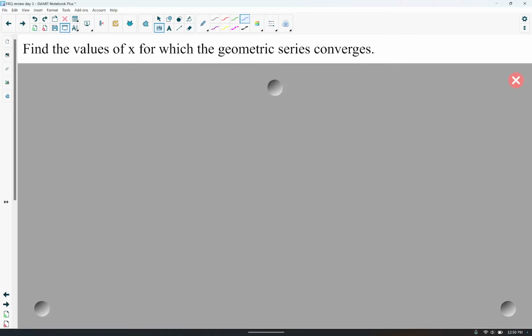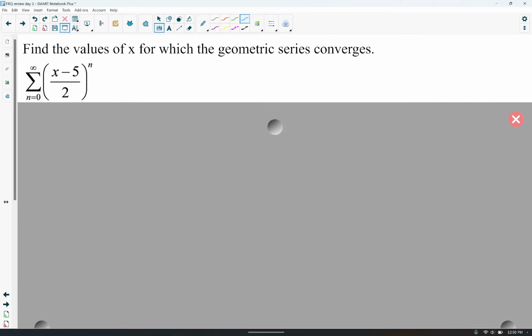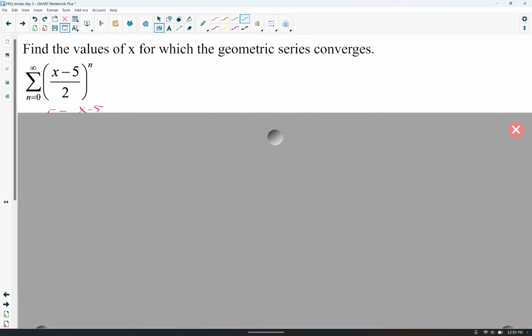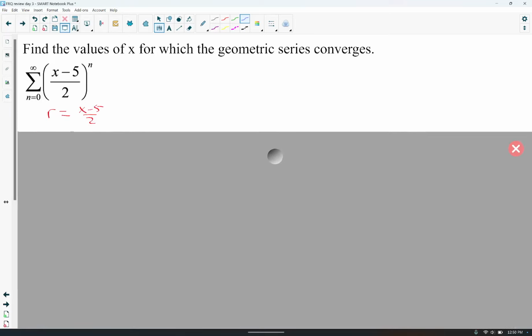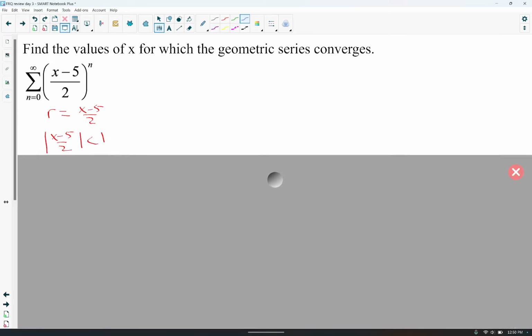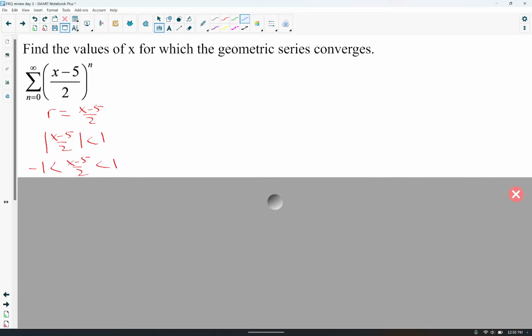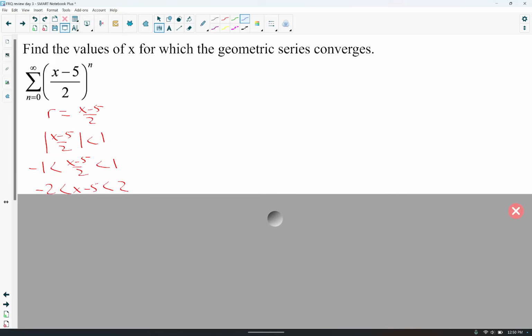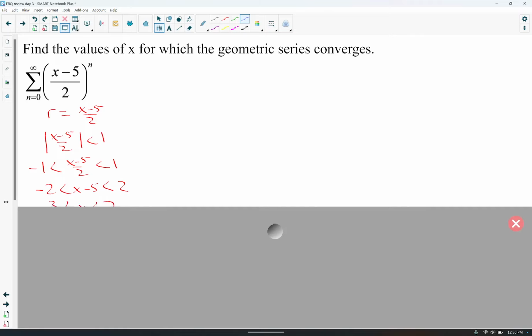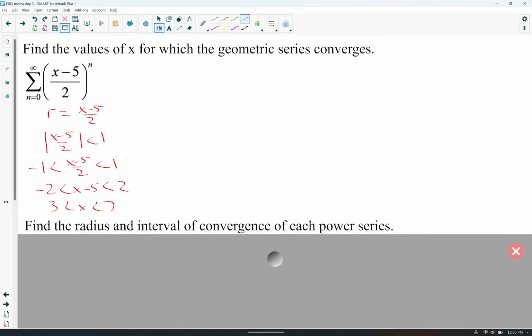Find the values of x for which the geometric series converges. So here we have a geometric series. R is (x minus 5)/2. Absolute value of (x minus 5)/2 is less than 1. Definition of absolute value. Multiply by 2. There's the values for which the geometric series converges. There is your radius of convergence, and when you add 5, you get your interval of convergence.